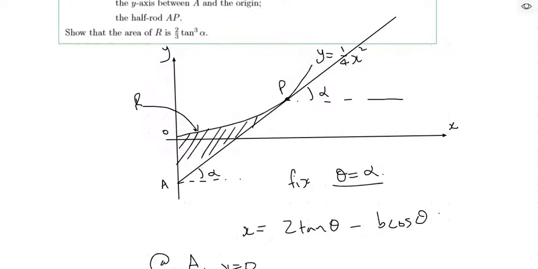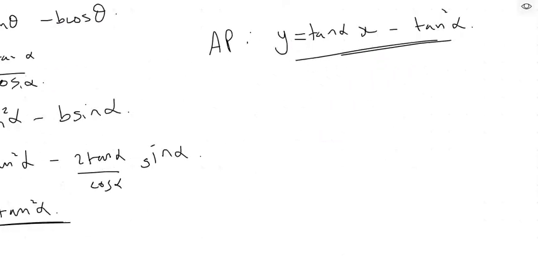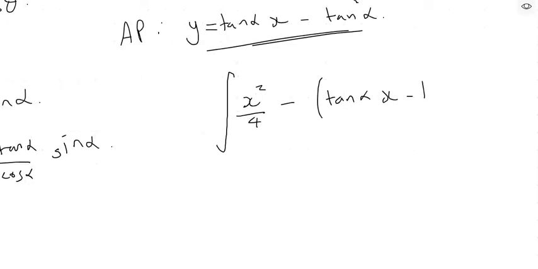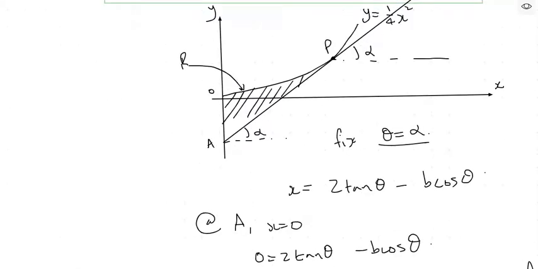Right. So now we need to work out the area. So if we do the integral between some limits, we'll do the limits in a second, of the curve x squared over 4 minus the line. Right? That gives us the area of R. Because if we minus the line, when it's negative, it will become positive again down here. I hope that makes sense.